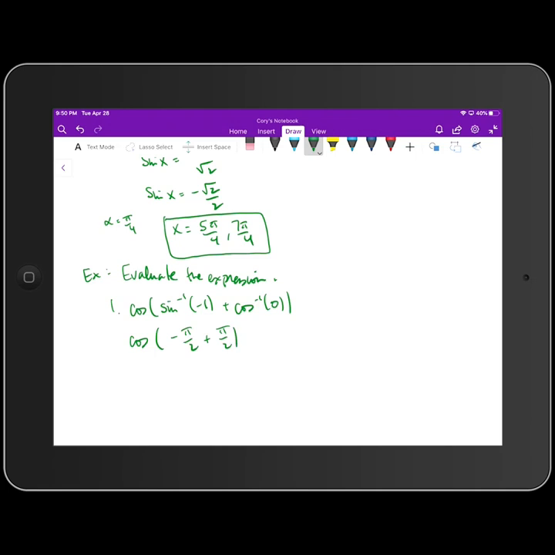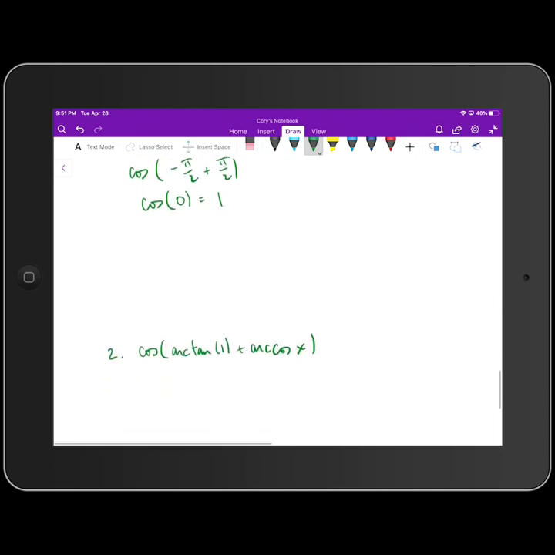So we can add those two angles up. Negative pi over 2 plus pi over 2 is 0. Cosine of 0 is 1. Could you have used the sum formula? Yes. Would it have made the work more complicated? Yes. You still should have come up with the same answer. But I think this is the more efficient way to work the problem through.